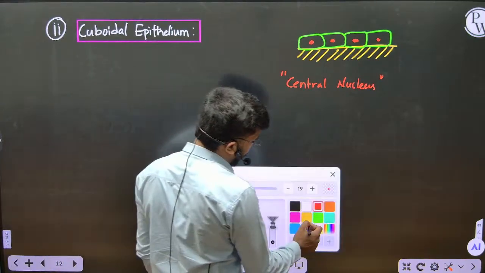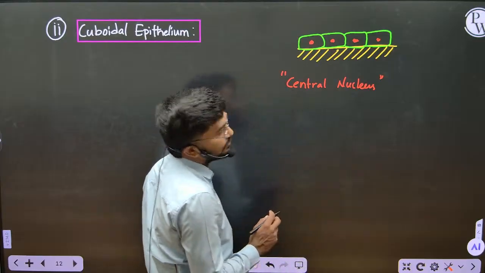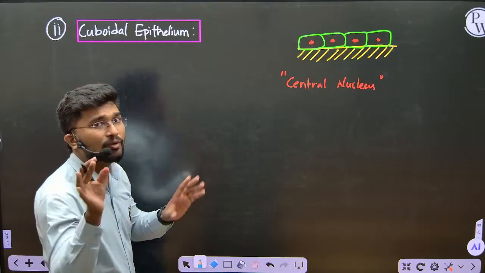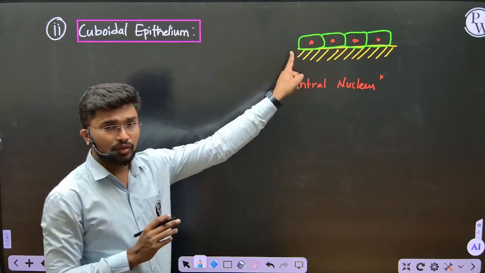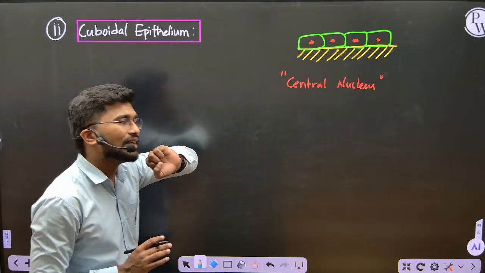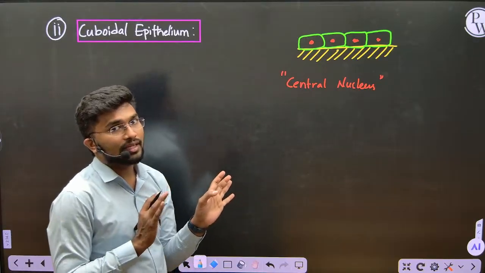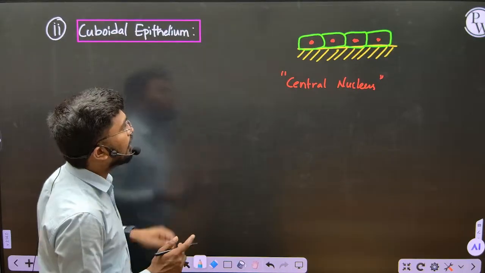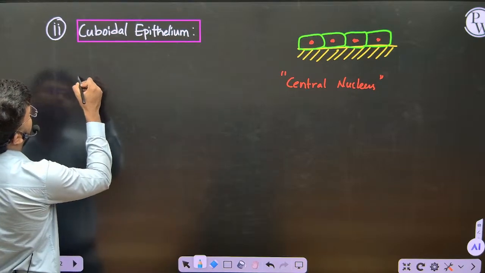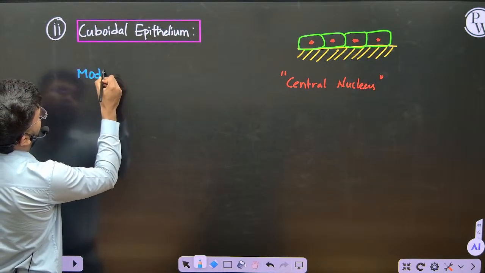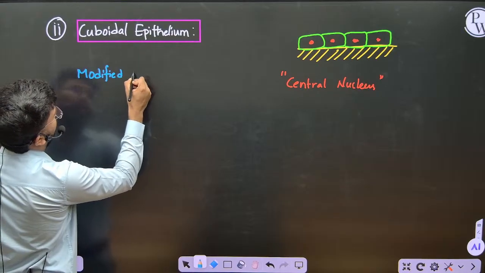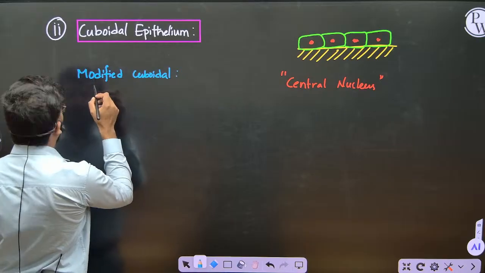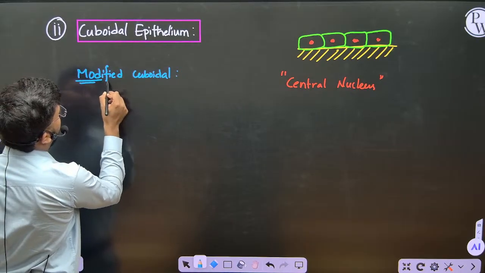Next point. This cuboidal epithelium is present in some locations, which I am going to explain. Sometimes this cuboidal epithelium will undergo a small modification. Let me explain the modification of that epithelium, then we will look into different examples. So, modified cuboidal epithelium, I am writing here.